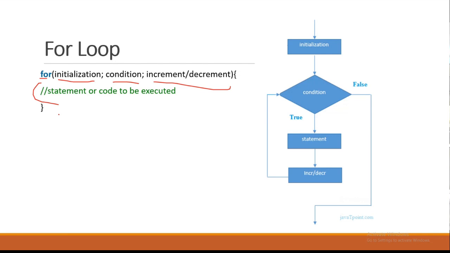This is the flowchart that shows how the for loop is working. It will start from the starting value, the counter, then it will check the condition. If it's true, then the statement will be executed, then it will increase or decrement the value, and then it will check the condition again, and if it's true, again this statement will be executed in the for loop.